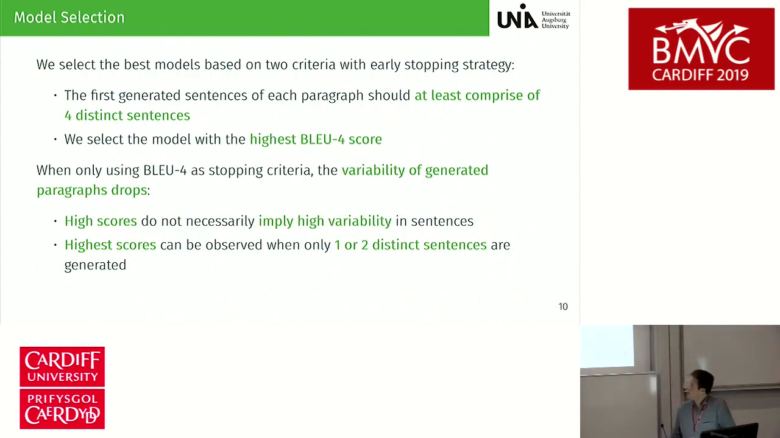Also, we do some things to select our models. We have two criteria. The first one is that within all generated paragraphs, if we look at the distinct sentences of the first sentence, it should contain at least four different sentences. And then we choose the BLEU-4 score. If we only used the BLEU-4 score, the variability of the generated paragraphs drops. Especially, we found out that the highest scores we observed only had one distinct sentence, so it was generating the same paragraph all over again, and I think that's not a good thing when generating paragraphs.